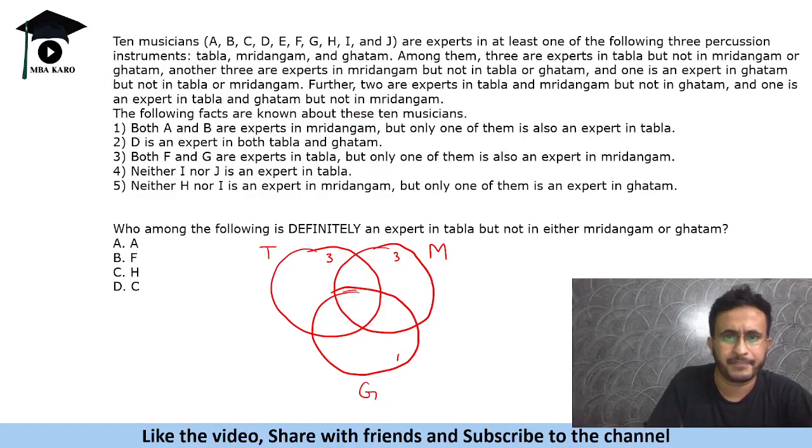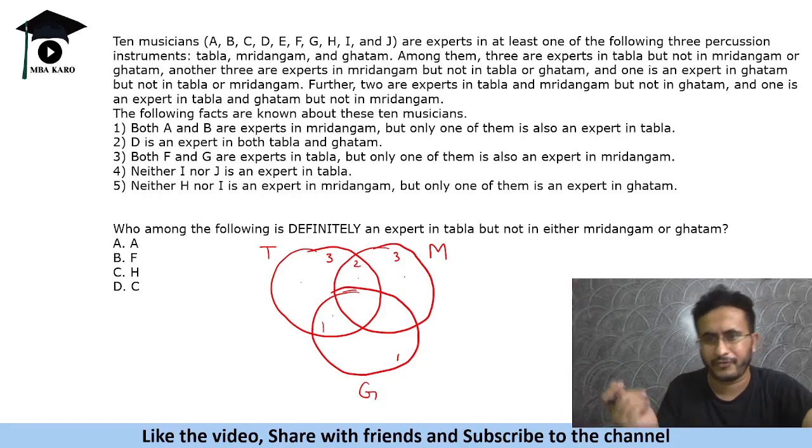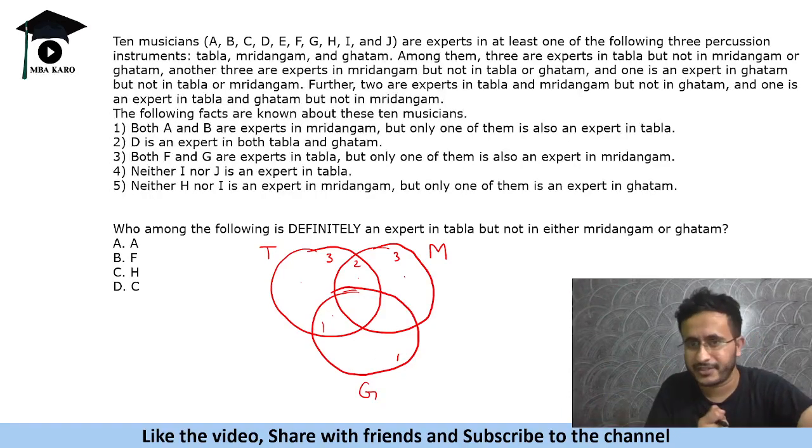So seven people. Further, two are experts in tabla and mridangam but not in ghatam. So two people here. And one is an expert in tabla and ghatam but not in mridangam. So this is how we have to plot these people. So there are 10 people. Three will be in this region, two in this region, three here, and one here. Now we are presented some facts, and based on these facts, we have to find out who is expert in which instrument.